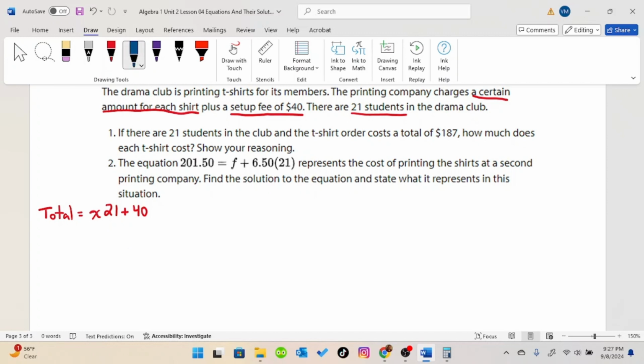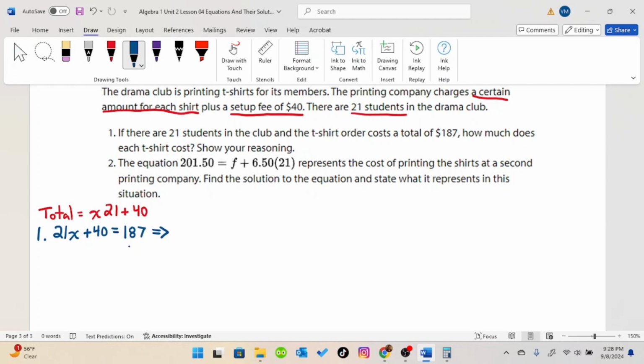Number one, if there are 21 students in the club and the t-shirt order costs a total of $187, how much does each shirt cost? Show your reasoning. So for number one, we know that we have 21 students times an unknown amount of money per shirt plus the $40 setup fee, and they told us the total is going to be $187.